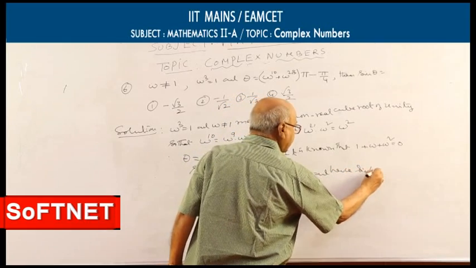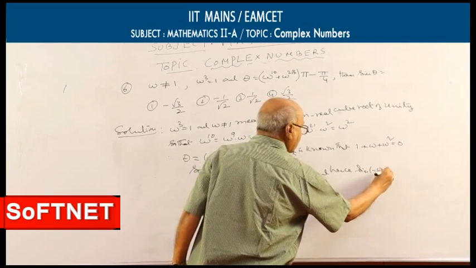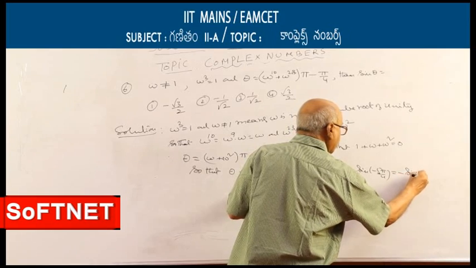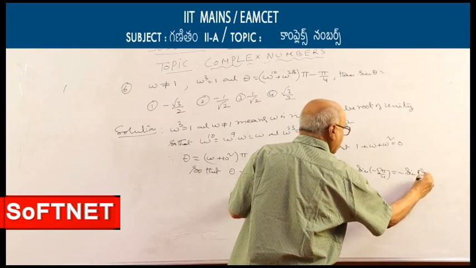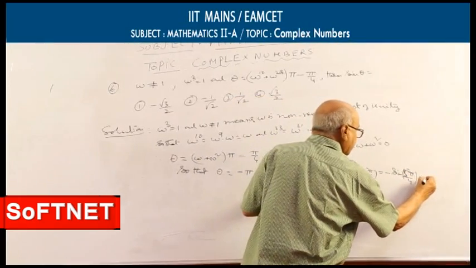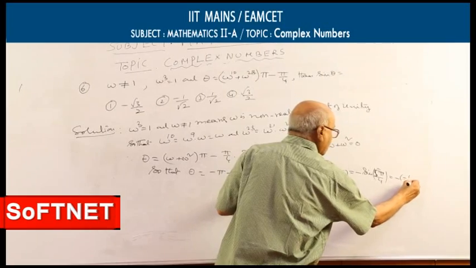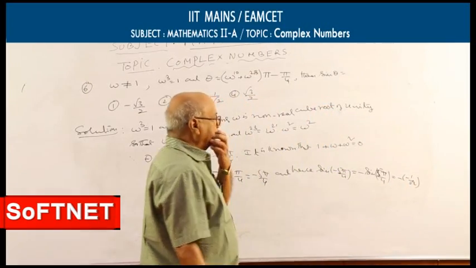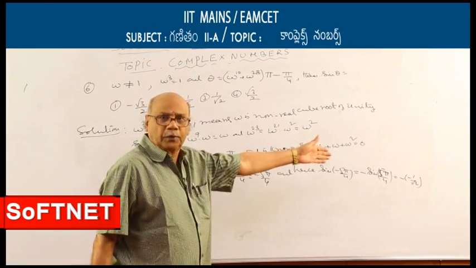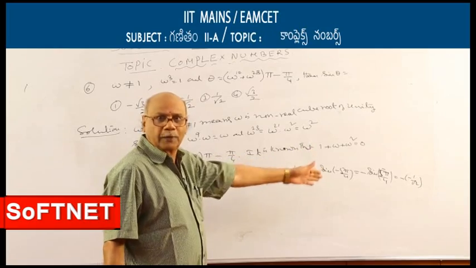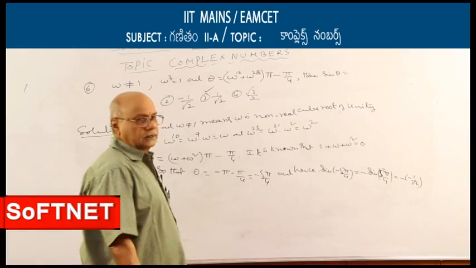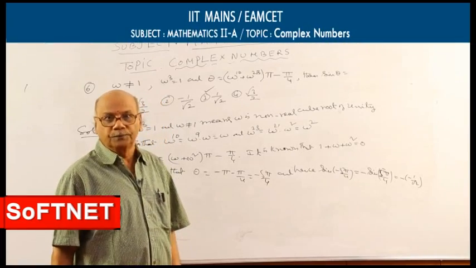And hence sin of minus 5 pi by 4 is equal to minus of sin 5 pi by 4, which is minus of minus 1 by root 2, which is 1 by root 2. That I need to put, because minus of minus is a plus always. So the answer is number 3, 1 by root 2.